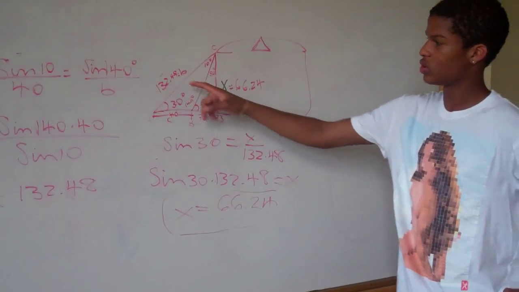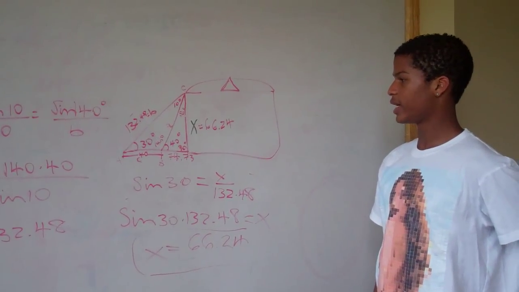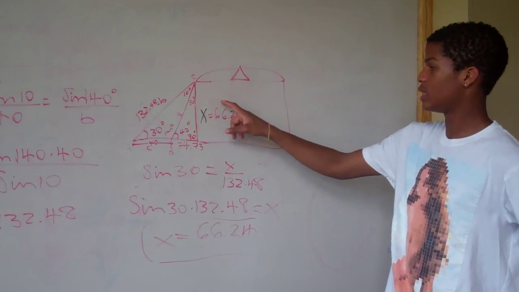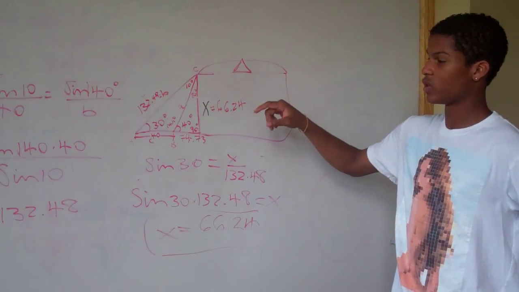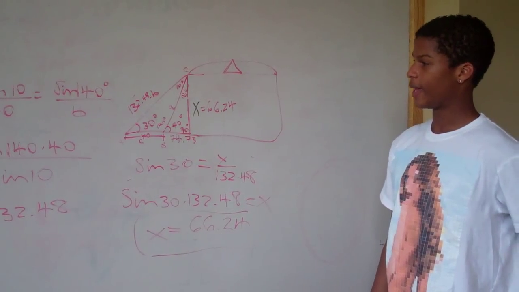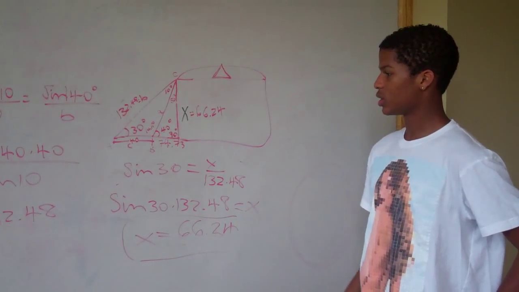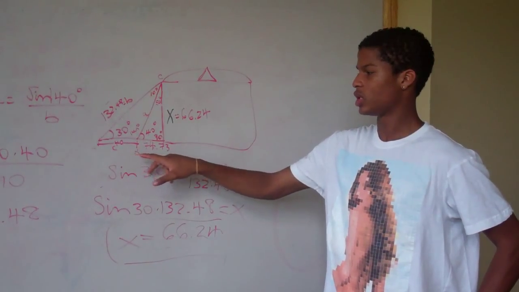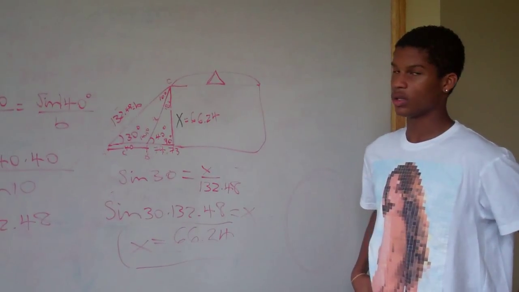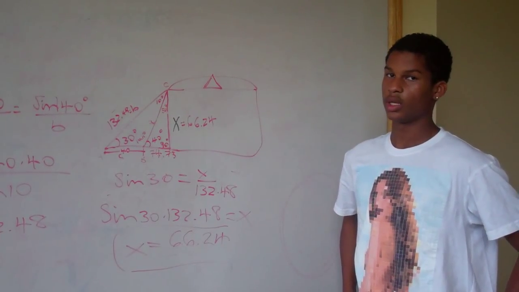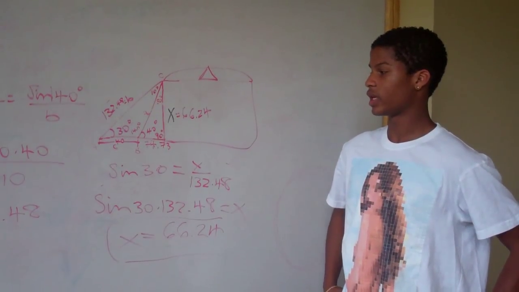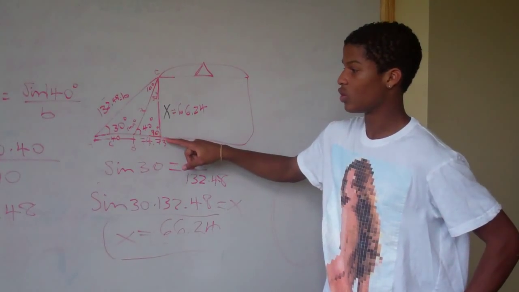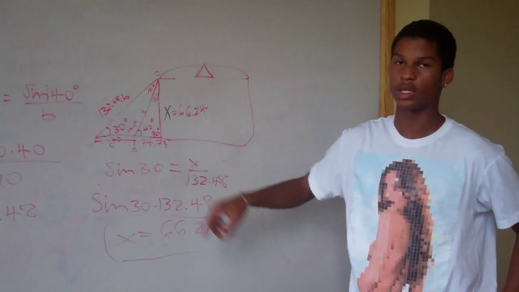And then since we know 2 of the sides, we use the Pythagorean theorem, which is 132.48 squared minus 66.24 squared. And then we square root that, which gives us the length of the whole side, and you subtract 40 from it, and you find this side.